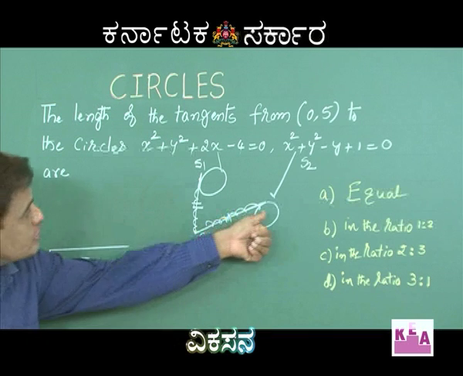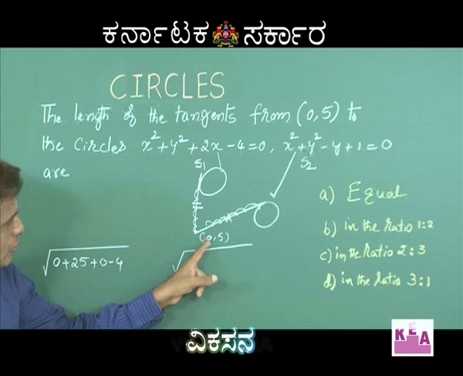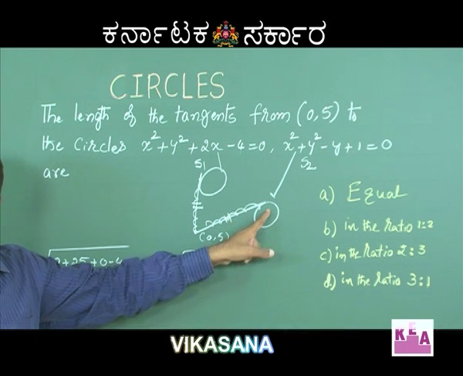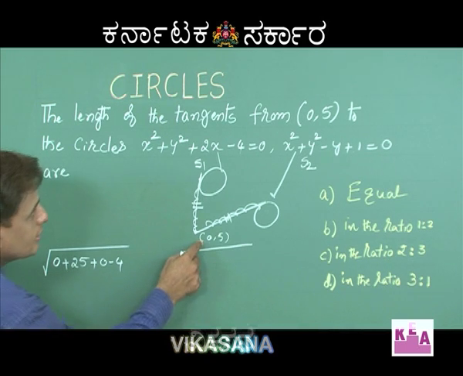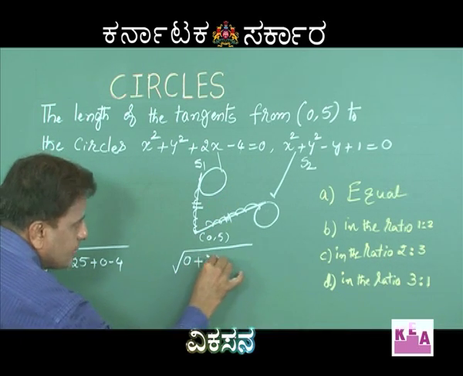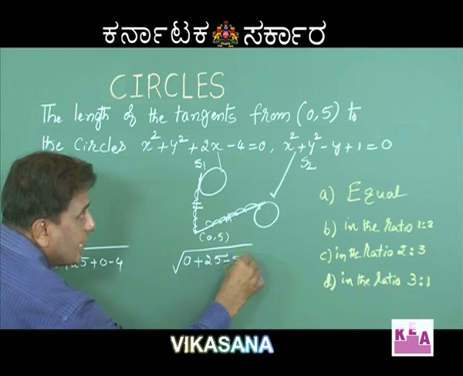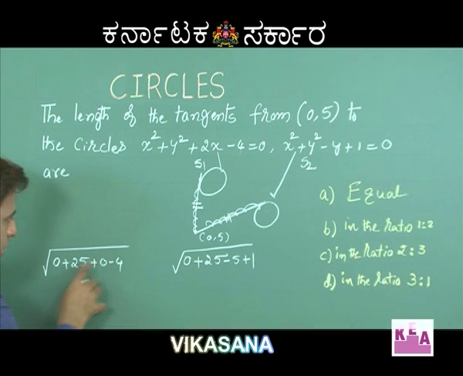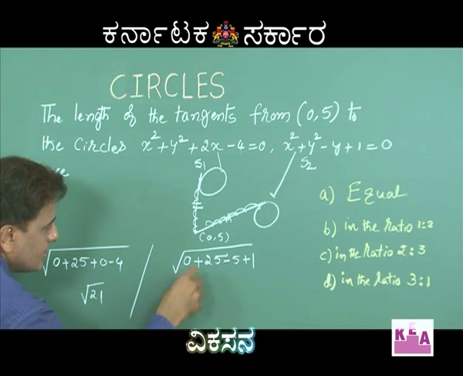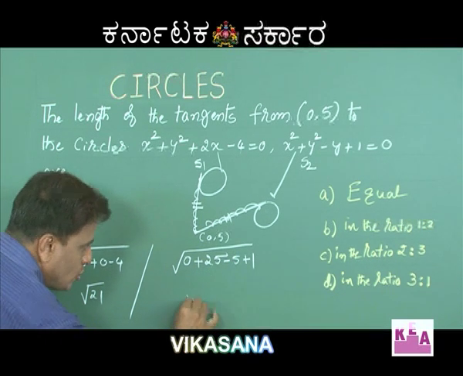To find the length of tangent from 0, 5 to this circle, simply substitute this point's coordinates in the LHS of the circle equation with the root. Substitute this point: x is 0, y is 5, 25, and again minus y, 5, and again plus 1. Simplify: 25 minus 4, root 21, and here 25 minus 5 is 20, plus 1, root 21.